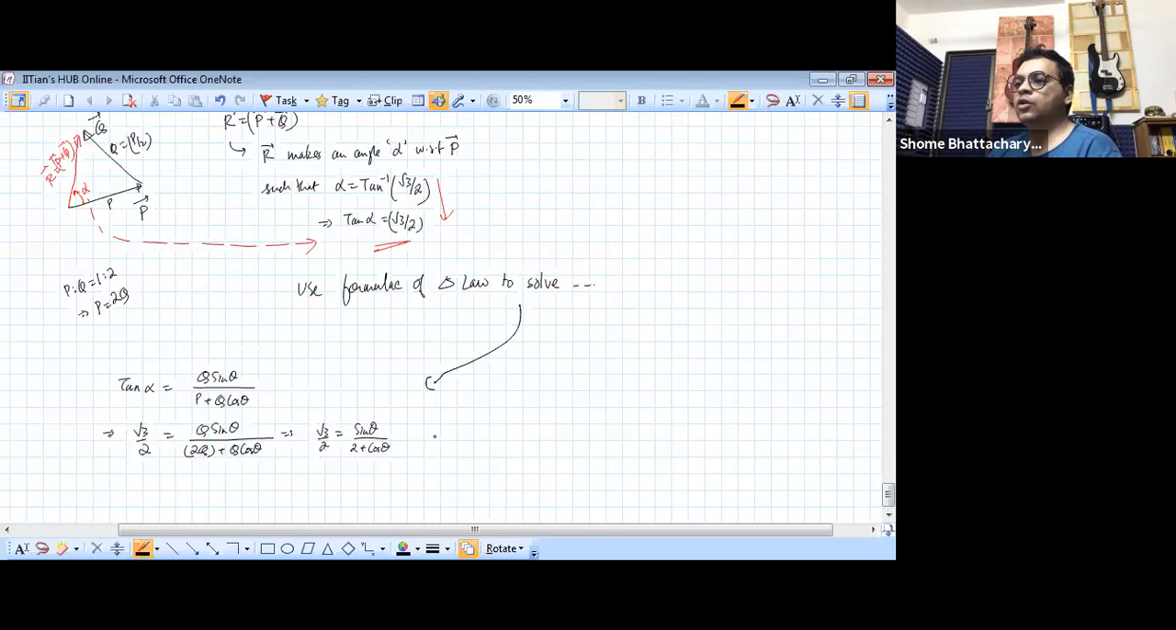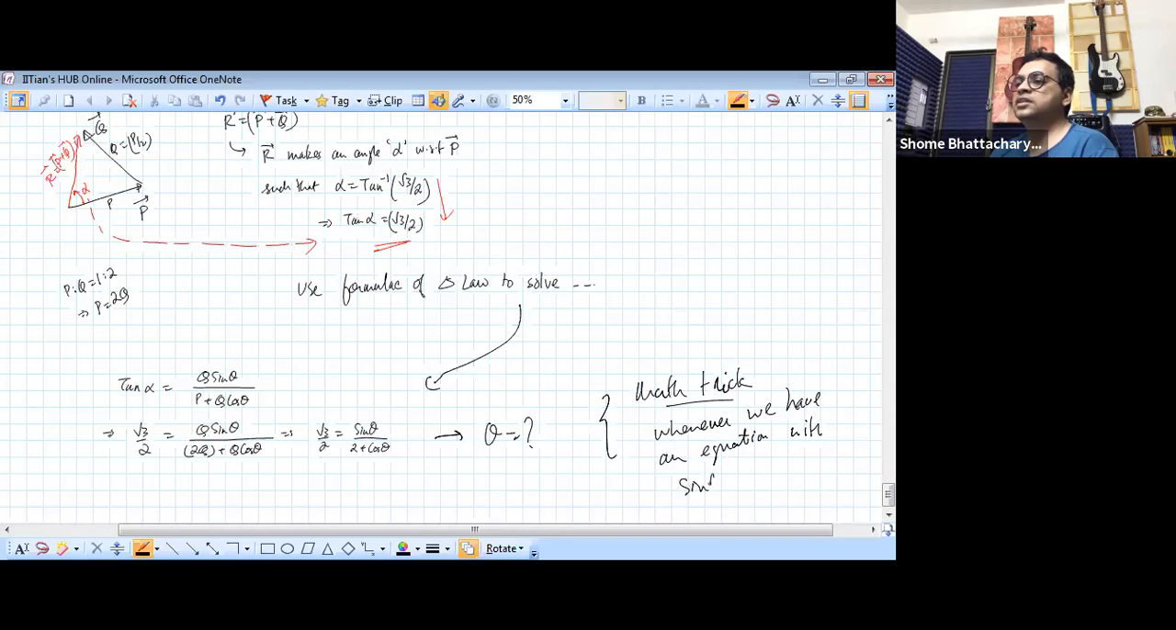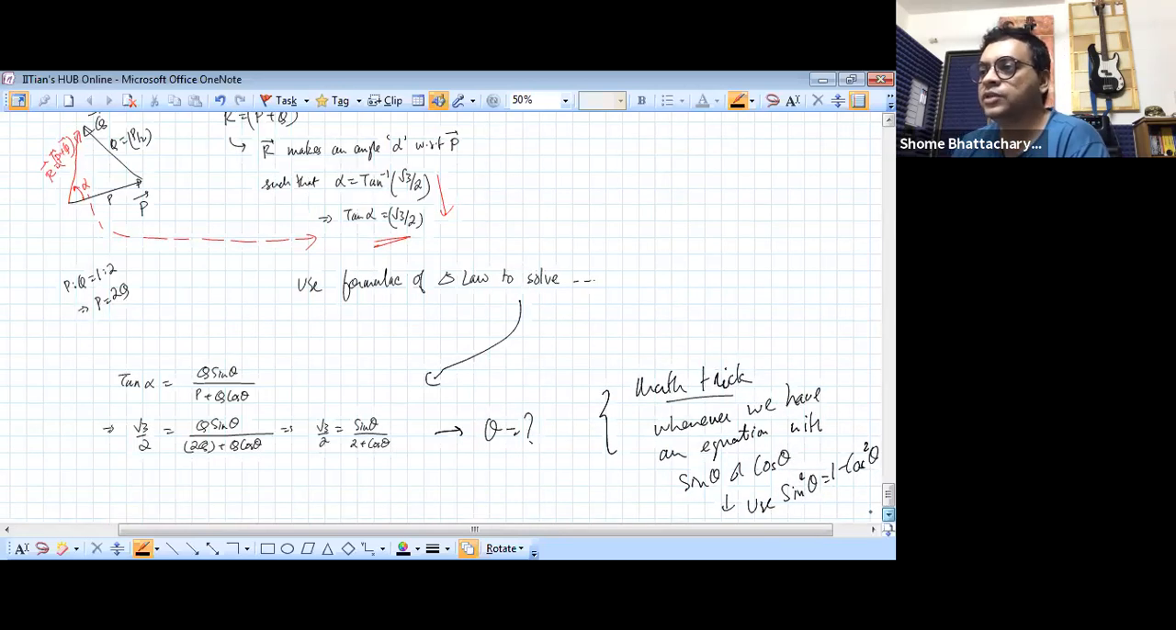Now the question is, how do we solve this for theta? Because there is both cos theta and sin theta. For that we use a math trick. Whenever we have an equation with sin theta and cos theta, use the relation sin square theta is 1 minus cos square theta, or vice versa, cos square theta is 1 minus sin square theta. So let's see how we can do that over here.